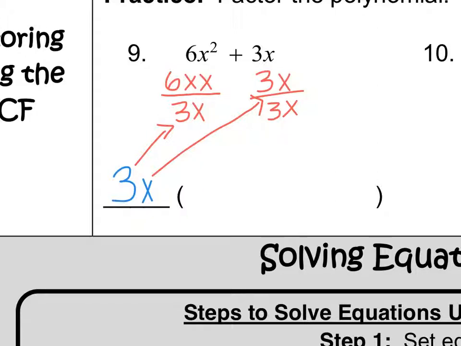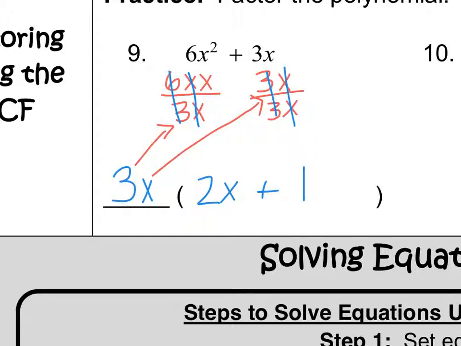So 6 divided by 3 is 2. I can cancel out one of my x's, leaving me with 2x in the first term. Plus 3 divided by 3 is 1. x divided by x is 1, so I'm just left with 1. So factoring that, I removed my greatest common factor, put that on the outside, and then divided it out and left everybody else on the inside.